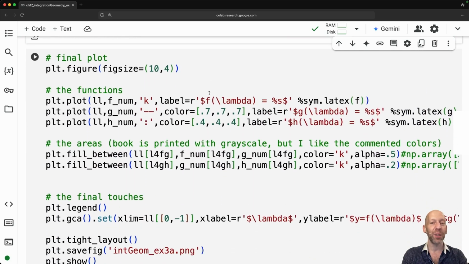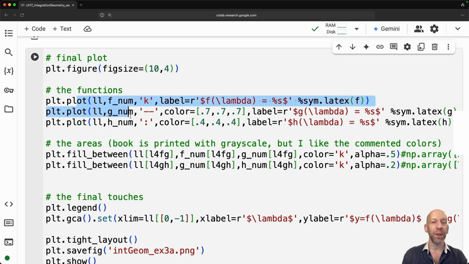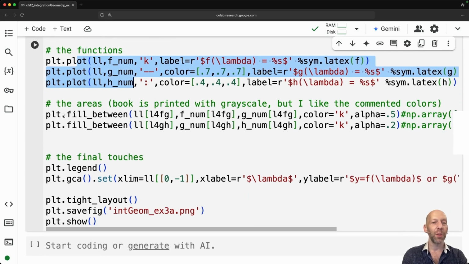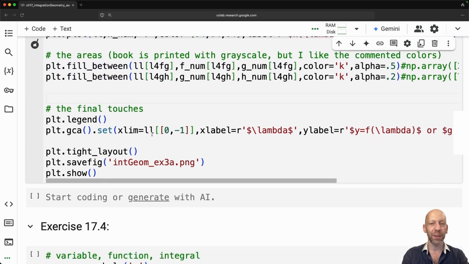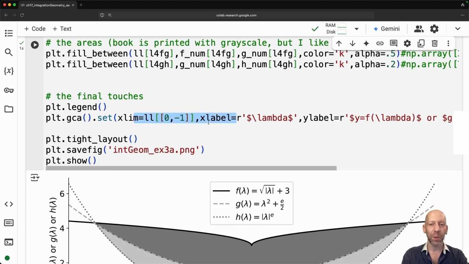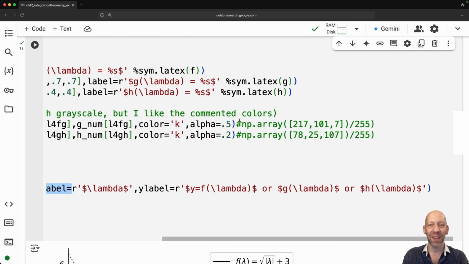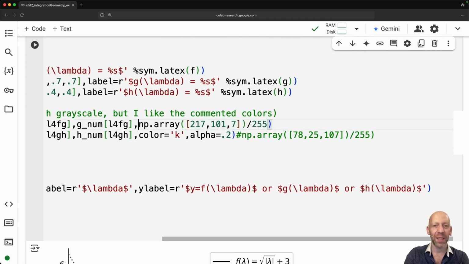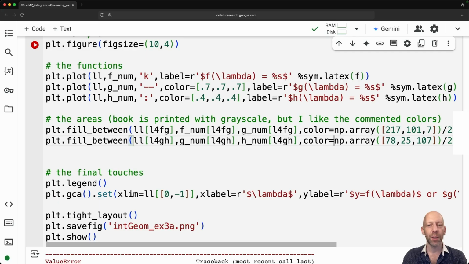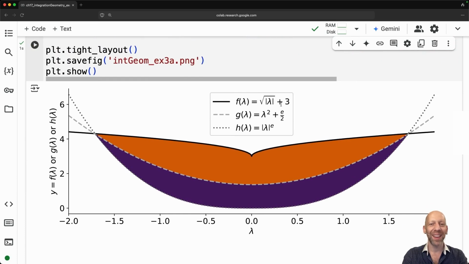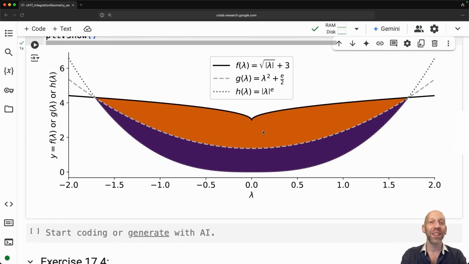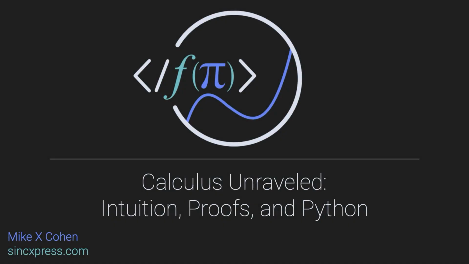Everything left is just to generate the figure. So here I'm showing the three functions, and here I am showing the areas between those functions, and then some final touches to adjust the axis labels and so on. And there we go. So you can play around with the colors. Sorry, just a little typo there. Okay, so here are colors that I like. Orange, because it's the color of the Netherlands, and purple, because, I don't know, purple is a great color.